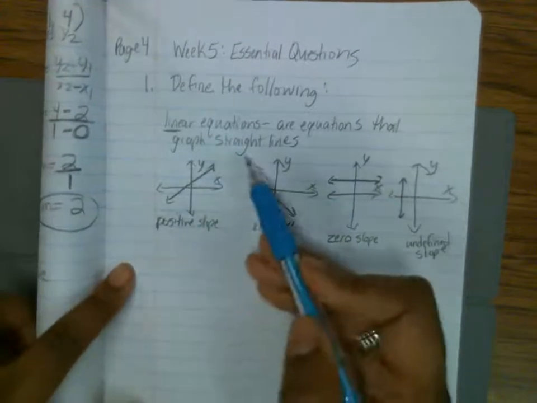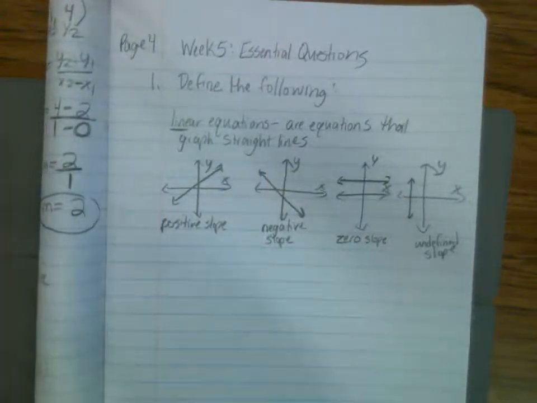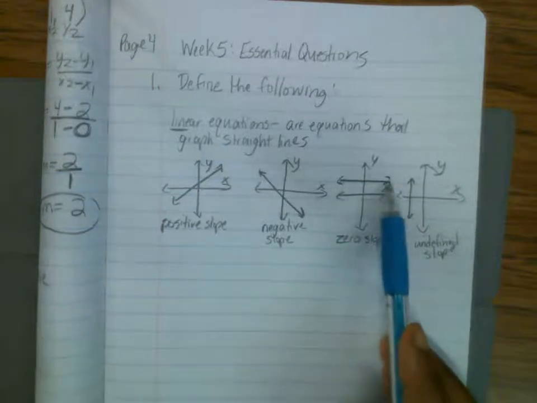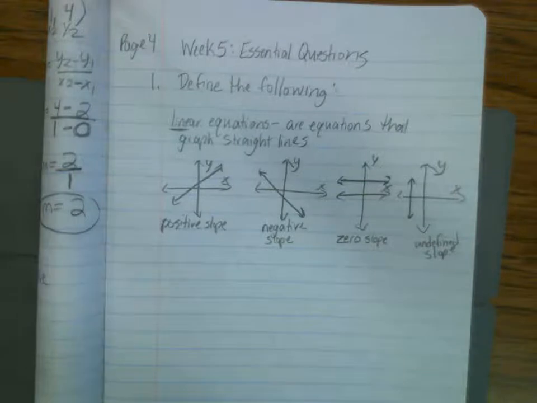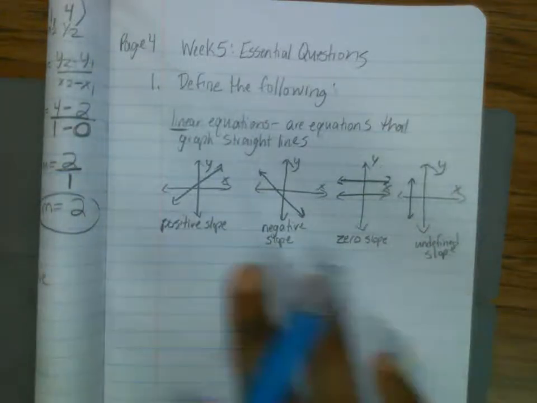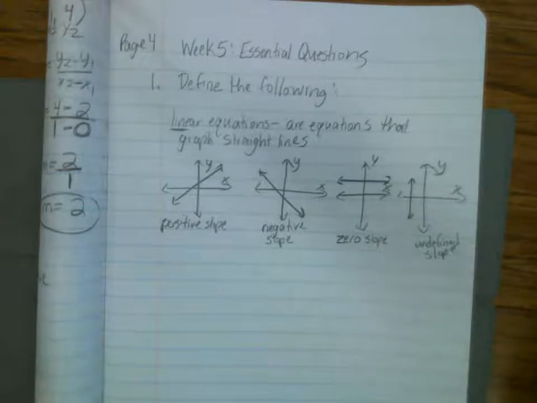So positive slope, the line is going up. Negative slope, the line is going down. Zero slope, when the line lays flat. Undefined slope, when the line is vertical, it just goes straight up and down. These are all linear equations with different kinds of slope.